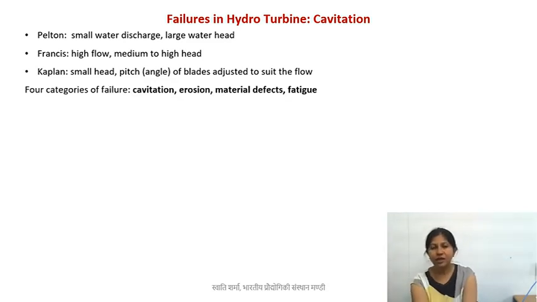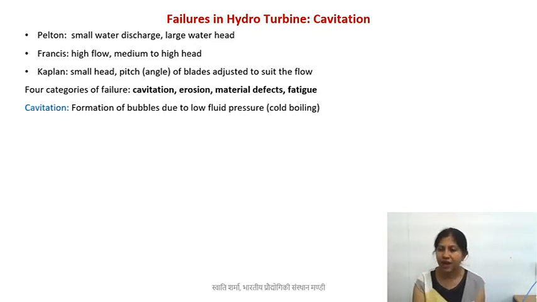So the mechanisms or the reasons for the failure in hydro turbines, so let's not call them failure, but something that causes damage to the blade of your turbine, which may ultimately lead to a failure. But what damages your turbine? There are four different processes known as cavitation, erosion, material defects, and fatigue, which can damage your blades. Now, what is cavitation?